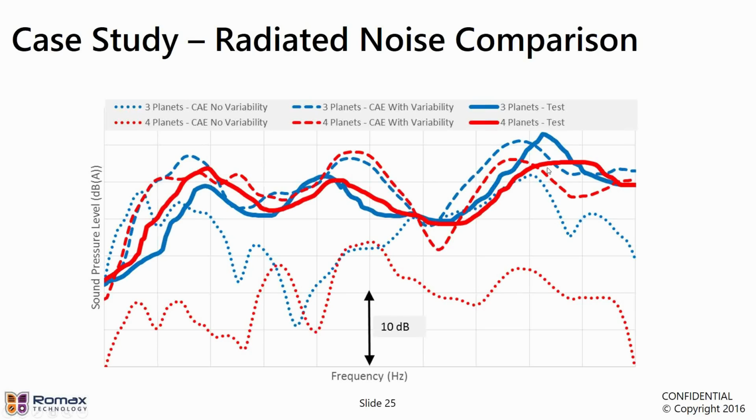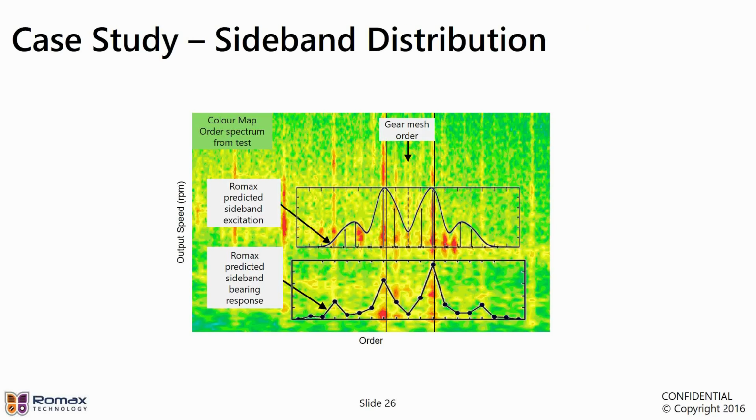There is no difference. So we expect a 4-planet design to be much better. In fact, it's not. Once we include the manufacturing variability, we see no improvement whatsoever. There are plenty of reasons for this, which I don't have time to go into today, but it just shows the importance of including those manufacturing errors in that calculation. So we know we can get nice accurate predictions of radiated noise provided we include the manufacturing variability in our analysis. But what about the sidebands?